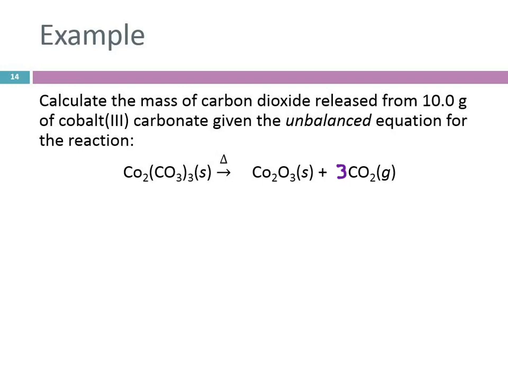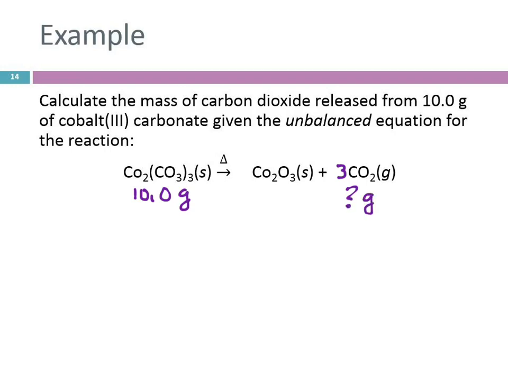Now let's see what's happening with the oxygens. How many oxygens over here? 9, right? 3 times 3 is 9. And I've got 3 oxygens here, and I've got 6 oxygens there. 3 plus 6 is 9. So we're balanced now. First thing you have to do. 10 grams of cobalt-3 carbonate. So that's this guy over here. 10.0 grams of that guy. And they're asking for the mass of what? Carbon dioxide, that's this guy over here, question mark, grams.